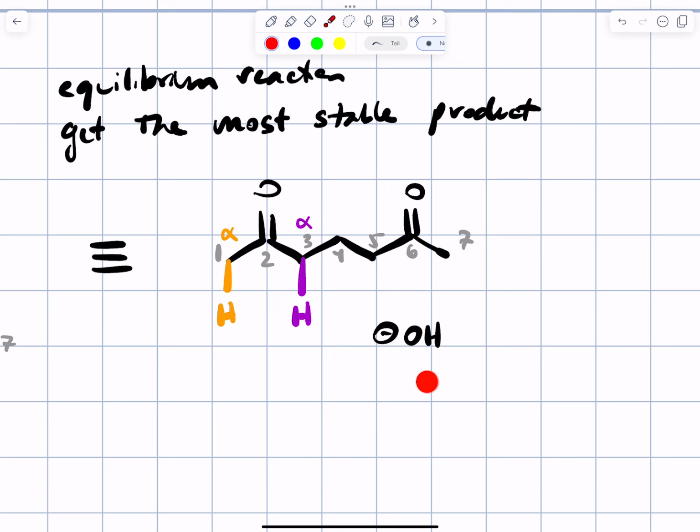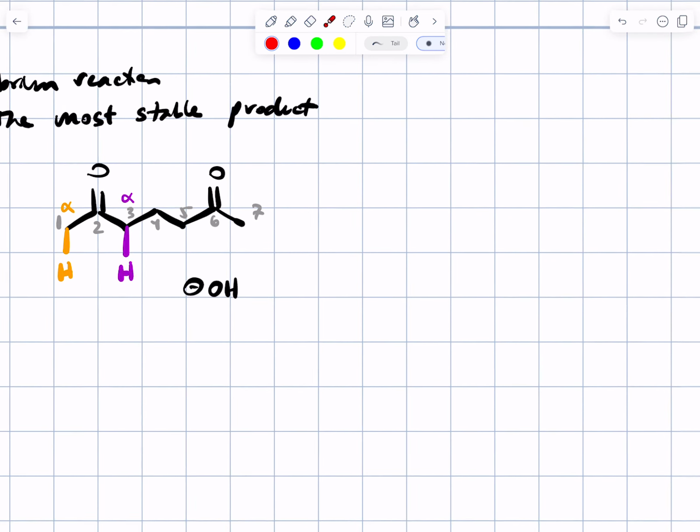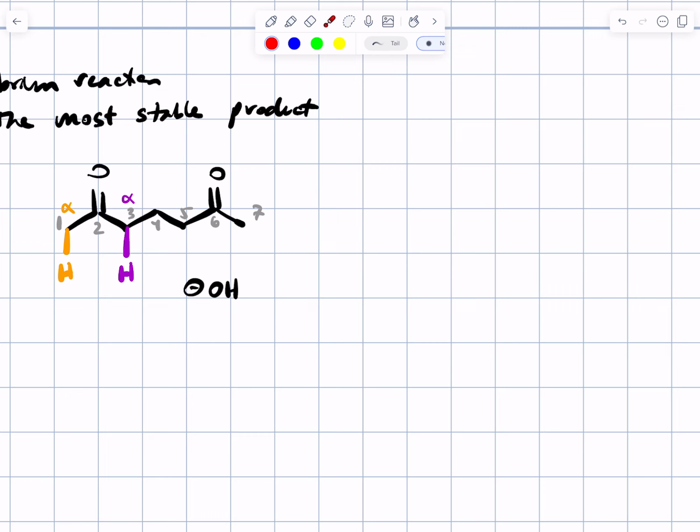And that was true for enolate alkylation, where the stability of the enolate was what mattered, because the subsequent step, alkylation, was irreversible. For the aldol reaction, the enolate is just one intermediate along a whole set of steps, which are all reversible. So it turns out that what matters here is not which enolate is most stable, but which product is most stable. So I want us to consider together the products that would form if we remove the purple alpha proton and if we remove the orange alpha proton.